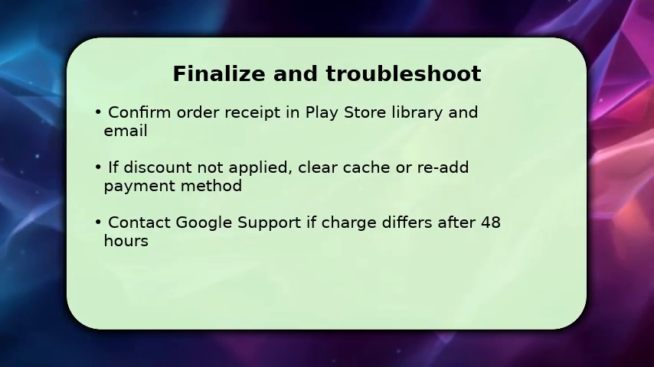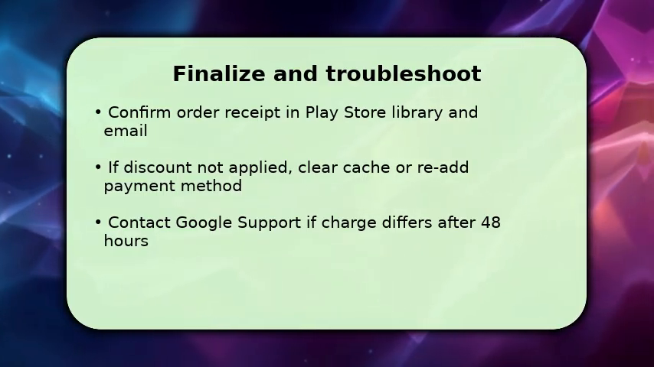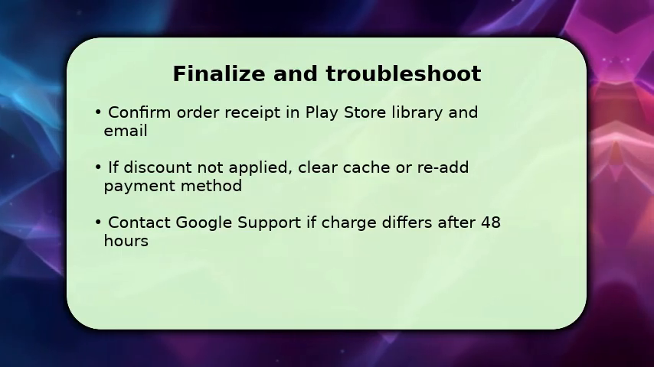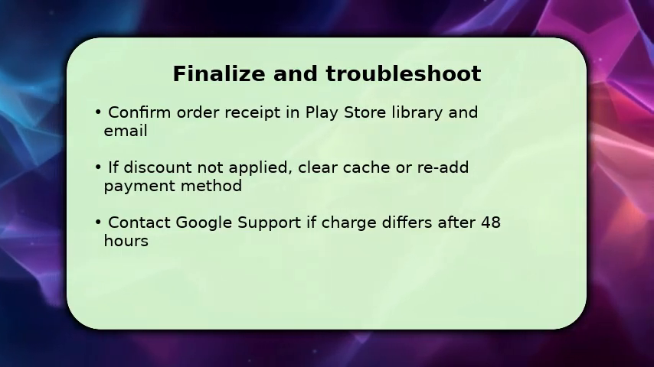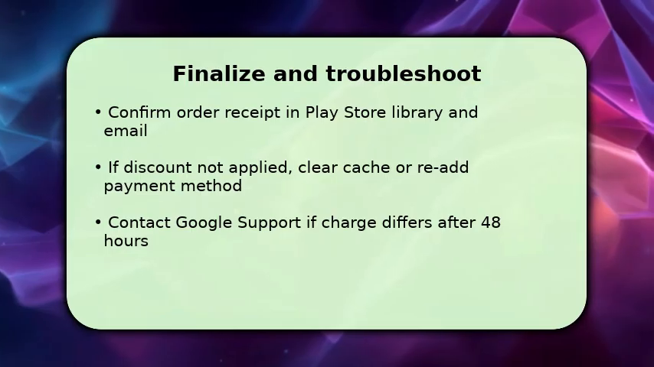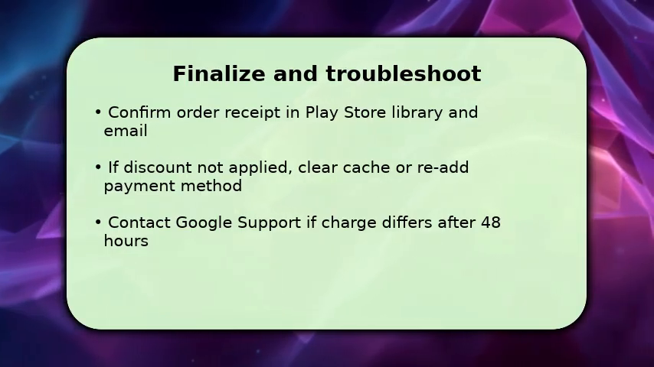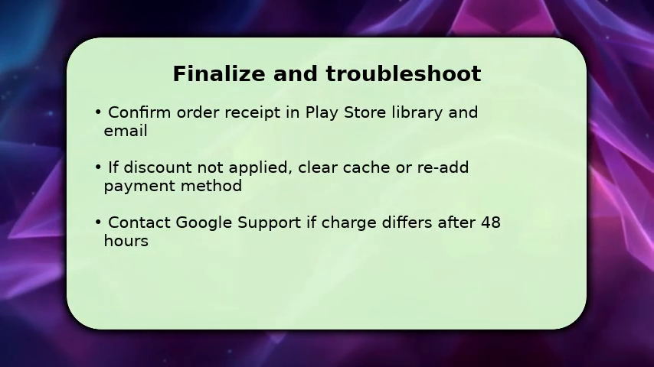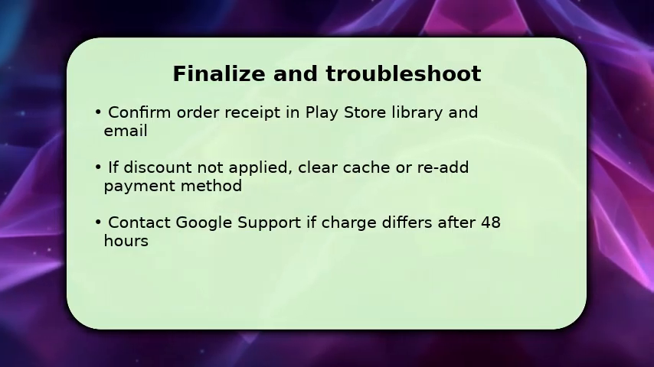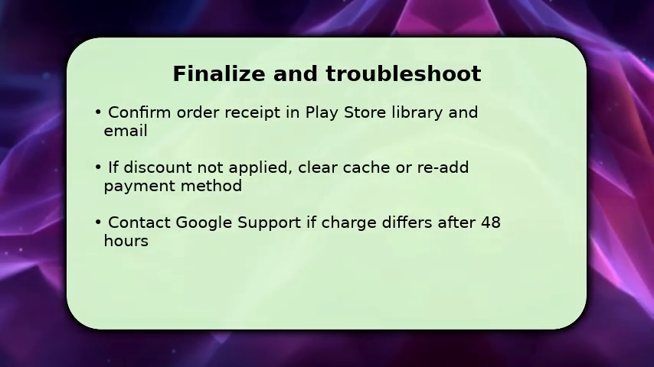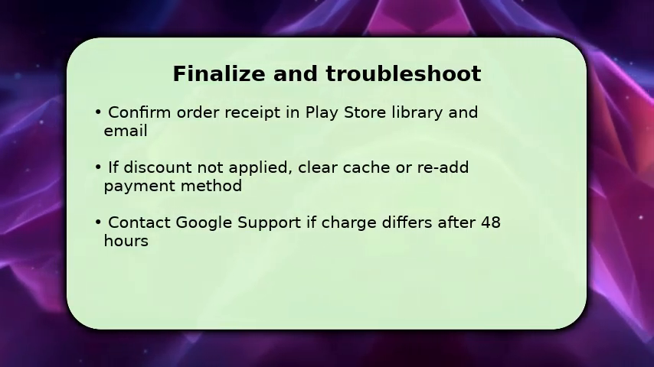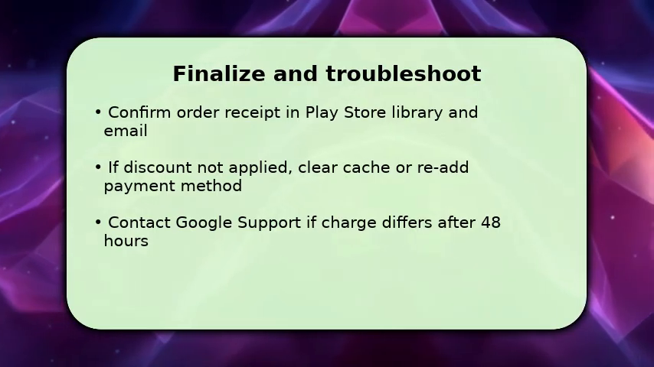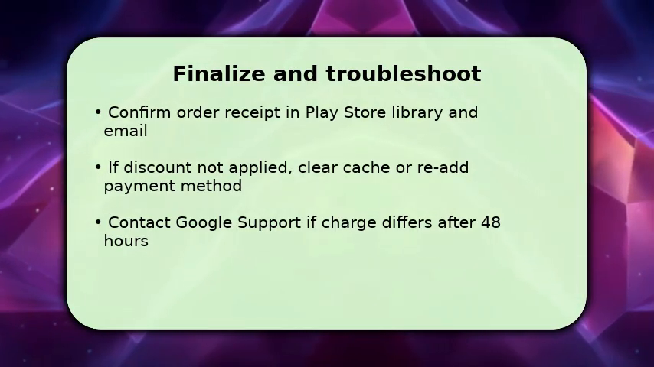to your email. If the discount didn't apply, first clear the Play Store cache, restart the app, and retry redeeming. Alternatively, remove and re-add the payment method and attempt checkout again. If the discount still fails or your card is charged incorrectly, wait up to 48 hours for adjustments, then contact Google support with the transaction ID. This usually resolves credit or refund.